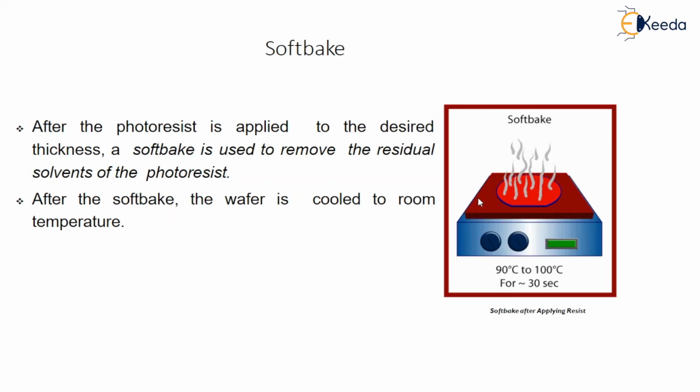Then soft bake. After the photoresist is applied to the desired thickness, a soft bake is used to remove the residual solvents of the photoresist. After the soft bake, the wafer is cooled to room temperature as shown in this figure.